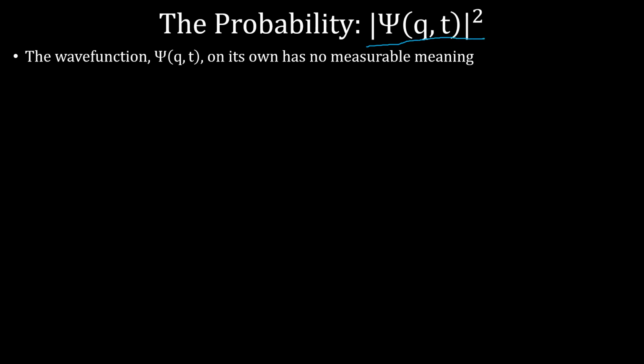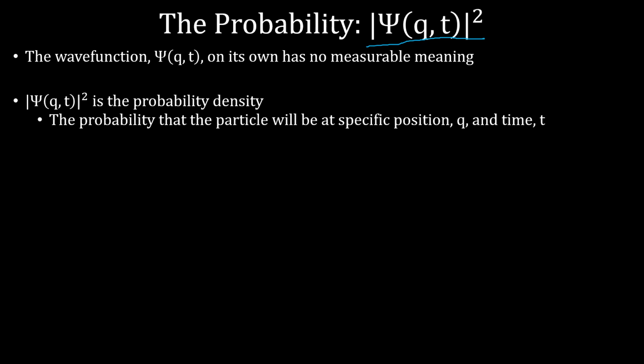So now let's talk about the probability, which we see as the norm square of the wave function. And we'll talk about what that means momentarily. But first, we need to say that the wave function psi on its own has no measurable meaning. That's not to say it's not significant, though, because what does matter is the norm square, as the norm square of the wave function is our probability density. And this is the probability that a particle will be at a specific position q and time t. So again, this gives the probability of being at a particular point.